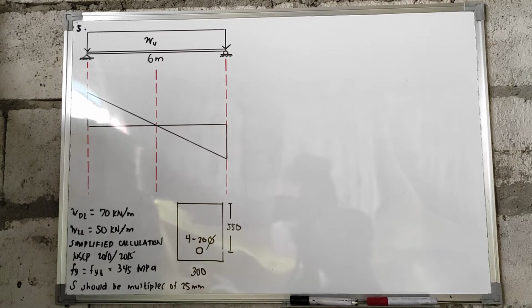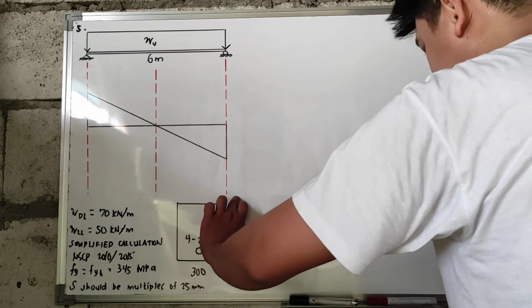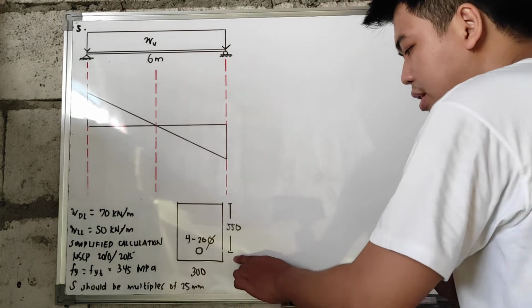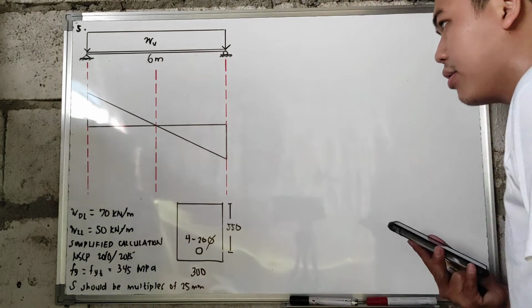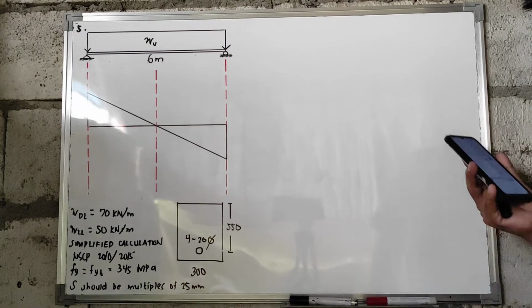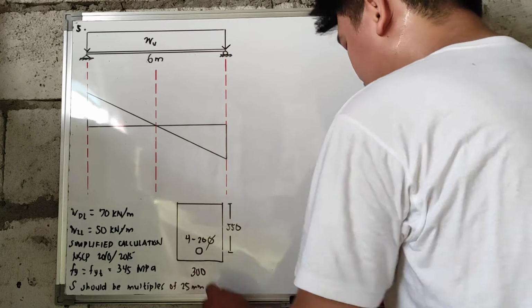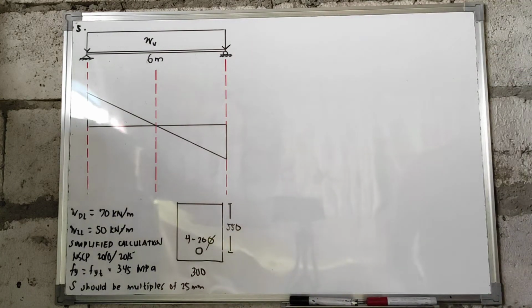The beam is 300 mm wide. So, 300 mm wide. And has an effective depth of 550 mm. So, from the center of your reinforcement to the outermost fiber in beam, in compression, we have 550 mm. It is reinforced with 4 pieces, 20 mm diameter bars.